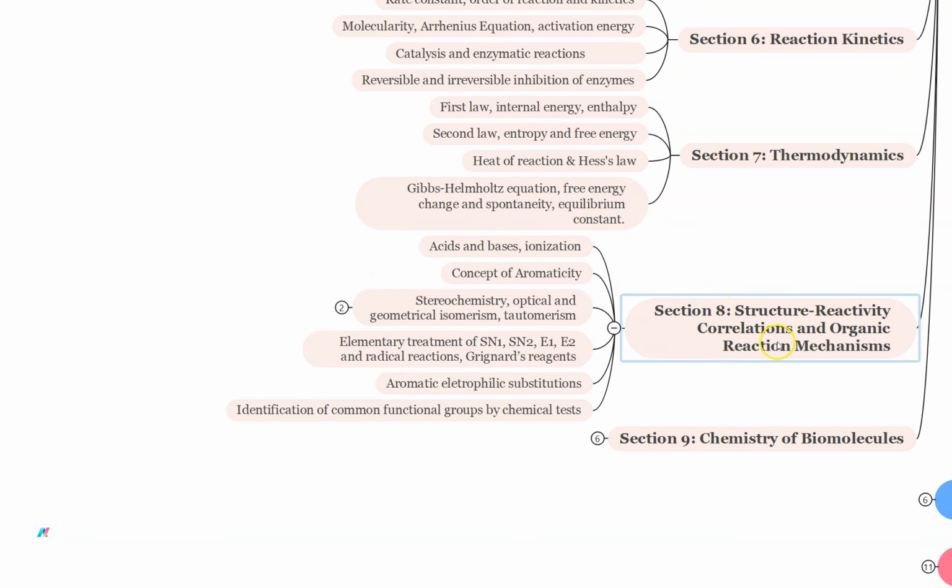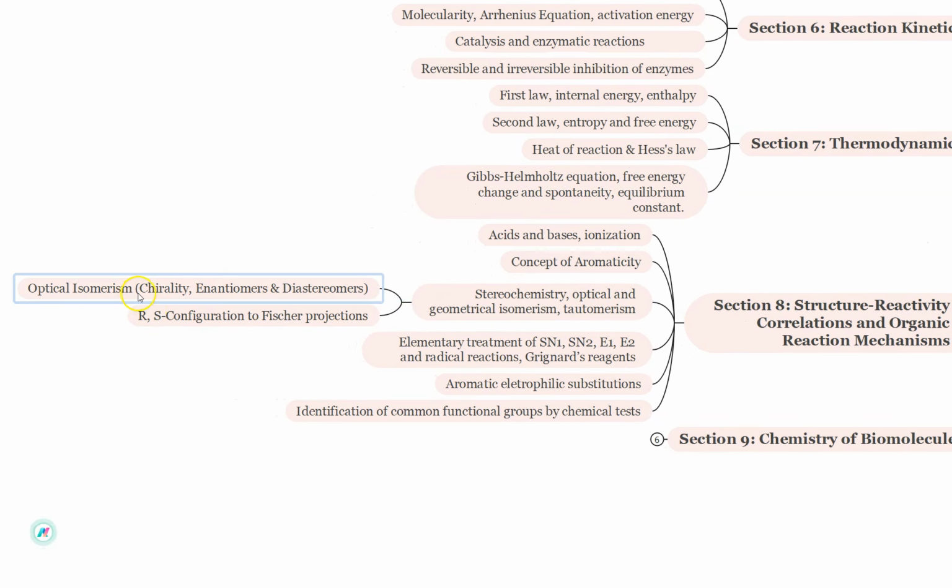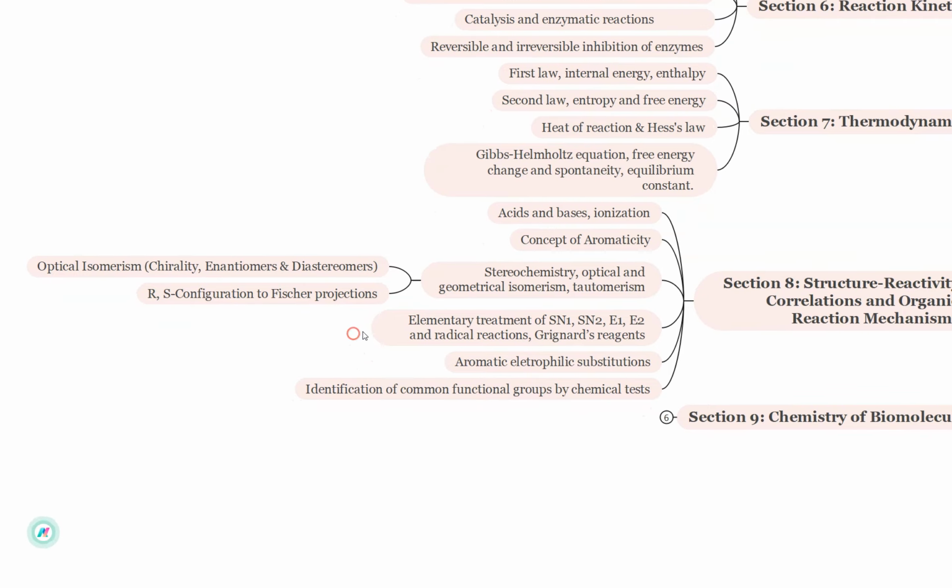Section 8, structure, reactivity, correlations and organic reaction mechanisms. Acids and bases, their ionization, concept of aromaticity, stereochemistry, optical and geometric isomerism, tautomerism. From this concept, optical isomerism, chirality, enantiomers, diastereomers, and the R/S convention to Fischer projections are important. Next is elementary treatment of SN1, SN2, E1, E2 and radical reactions, Grignard's reagent, aromatic electrophilic substitutions, and identification of common functional groups by chemical tests.